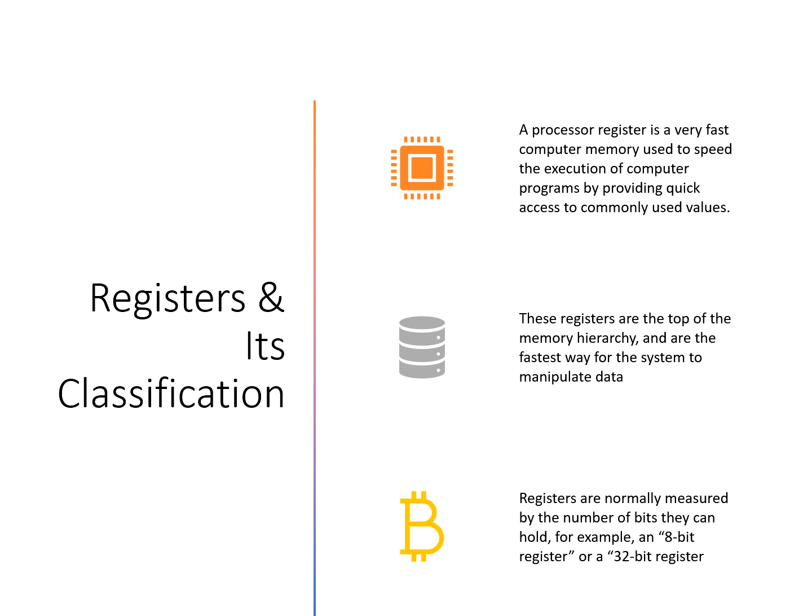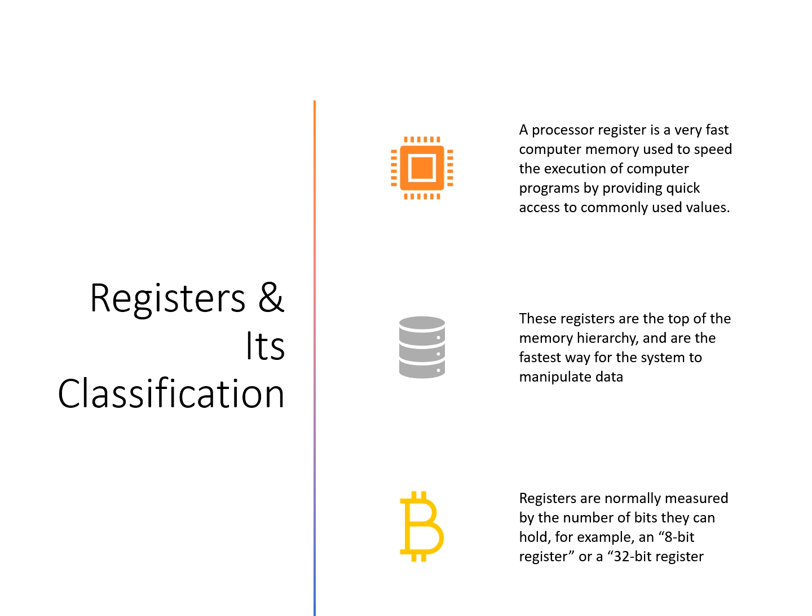A processor register is a very fast computer memory used to speed up the execution of computer programs by providing quick access to commonly used data values. A register is a very small but extremely fast memory inside the processor. It is actually the fastest memory in the entire computer system, as we have already discussed.